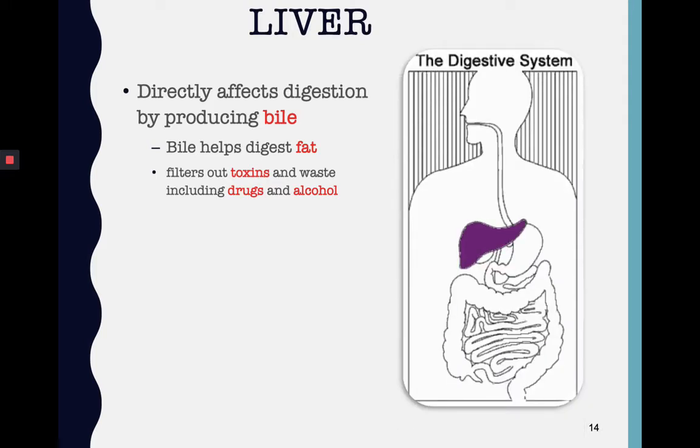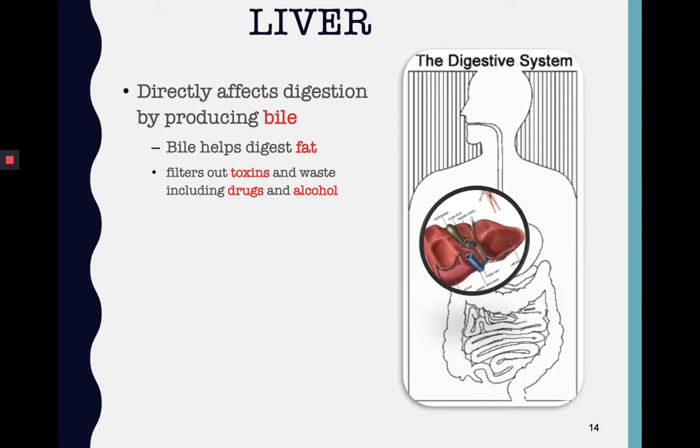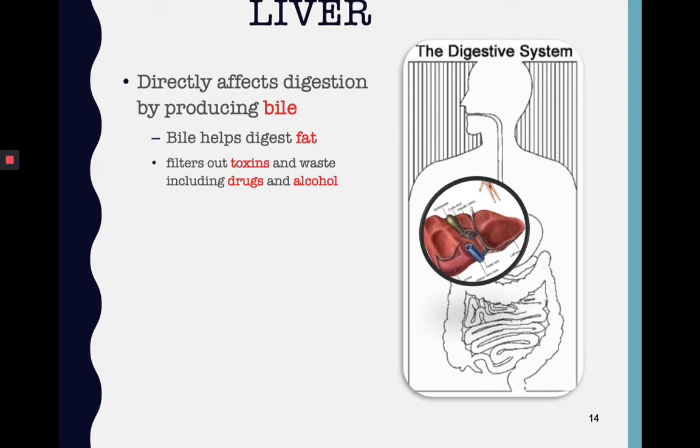The liver directly affects digestion by producing bile. Bile helps digest fat and filters out toxins and waste, including drugs and alcohol. When you're drinking alcohol or taking drugs, the first organ that acts is the liver, which removes all the toxins from our body.